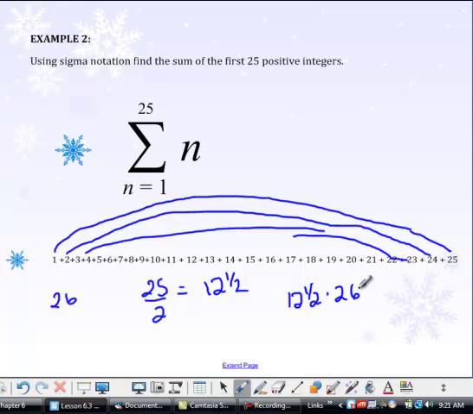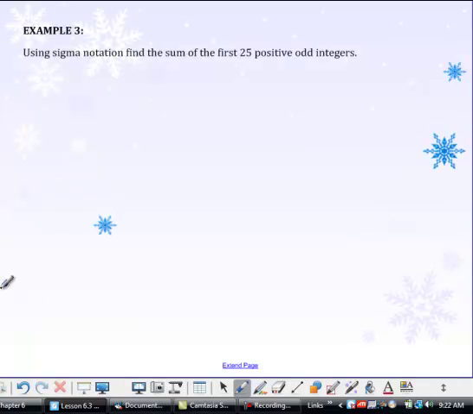Would you like to do that for me, Mr. Rude? Sure. Let's figure this out. 12.5 times 26. If I was to do this out, I would be getting, let me just add this and carry the 1 and carry the 2. No, carry the 2. Yep, 325 is confirmed. 325. Yay! That was pretty easy.